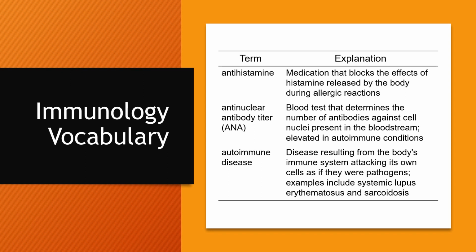This is a blood test that determines the number of antibodies against cell nuclei present in the bloodstream, and it's elevated in autoimmune conditions. So what is an autoimmune disease or condition? It's a disease that results from the body's immune cells attacking its own cells as if they were pathogens. Some examples might be multiple sclerosis, lupus, sarcoidosis.